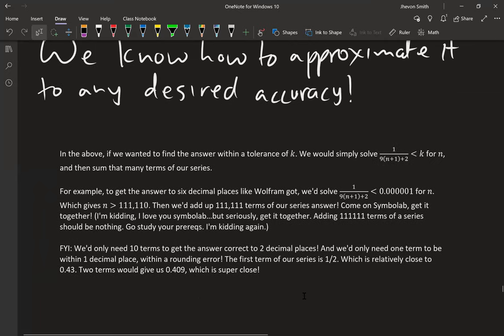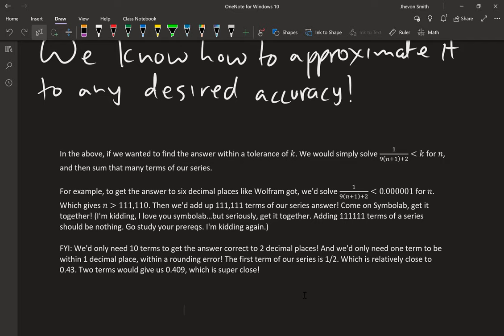So conceivably, I, as a lowly human being, could compute this integral and get the answer correct to 2 decimal places when a very powerful machine, Symbolab, which I'm sure is programmed by a lot of smart people, could not figure it out. So at this point, I was like, come on, Symbolab, get it together, man. Go study your prerequisites, man.